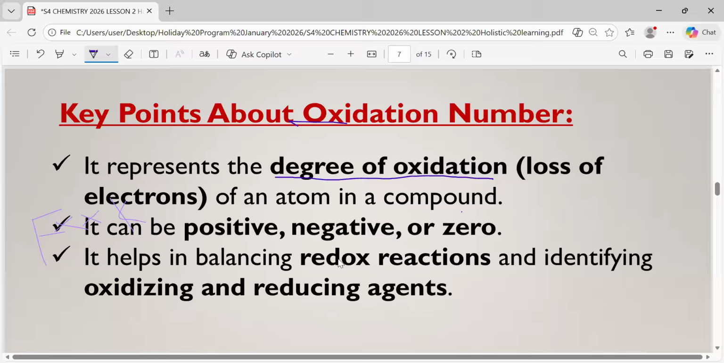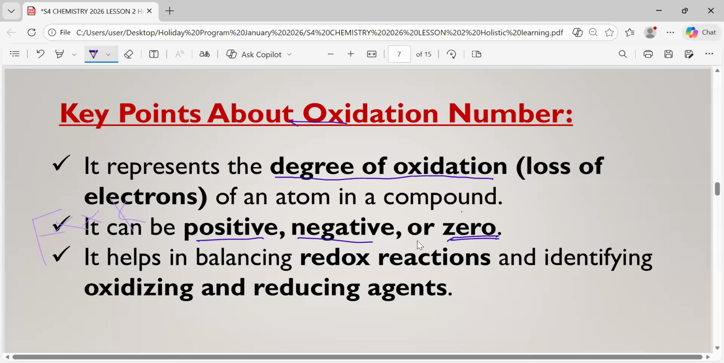Okay, go to the next point. It can be positive, negative, or zero. Are we mastering those key points? That an oxidation number of an element can be positive, it can be negative, and also it can be zero. We are going to look at the rules of identifying oxidation numbers. We shall be able to see all that.